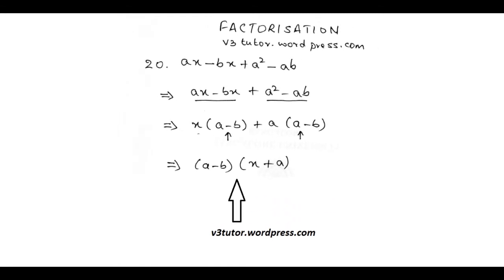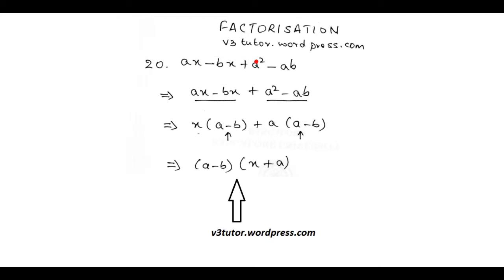From this term we take out a minus b common and open the bracket. So when you remove a minus b, what remains here is x. So that x I have put here. This plus carries over, and in this term when you take out a minus b, what remains is a. So when you remove a minus b as common factor from these expressions, you get a minus b into x plus a.